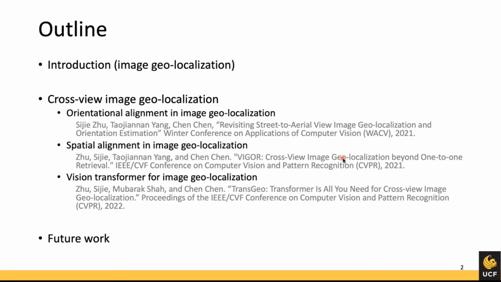So here's the outline of the talk. First, we'll give a brief introduction of the topic, image geolocalization. Then I will focus on three of our recent papers on cross-view image geolocalization. Then finally, I will give some of the future directions on this topic. Okay.